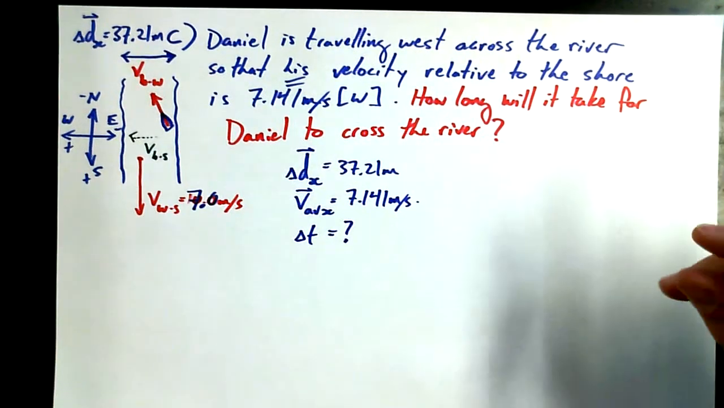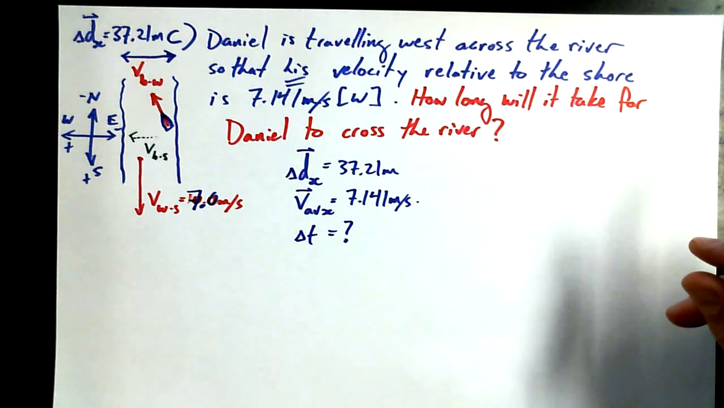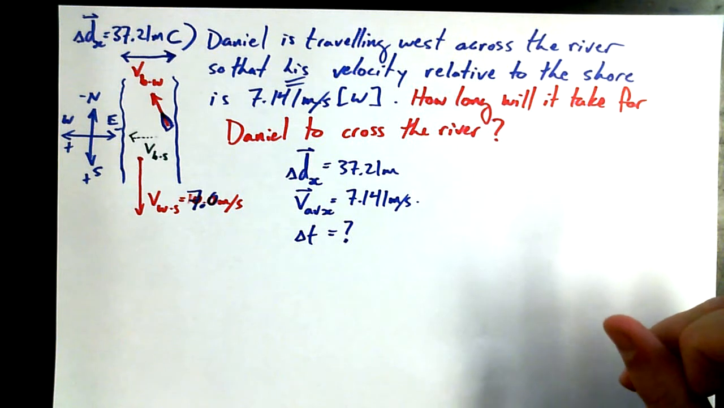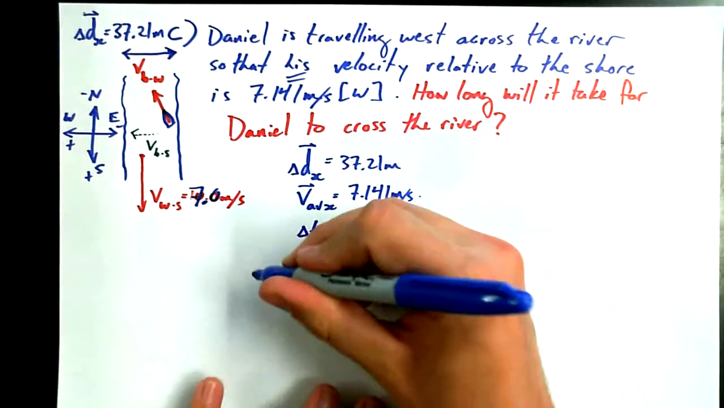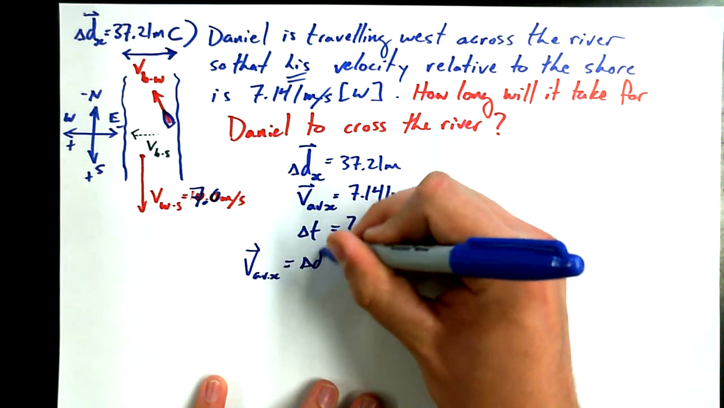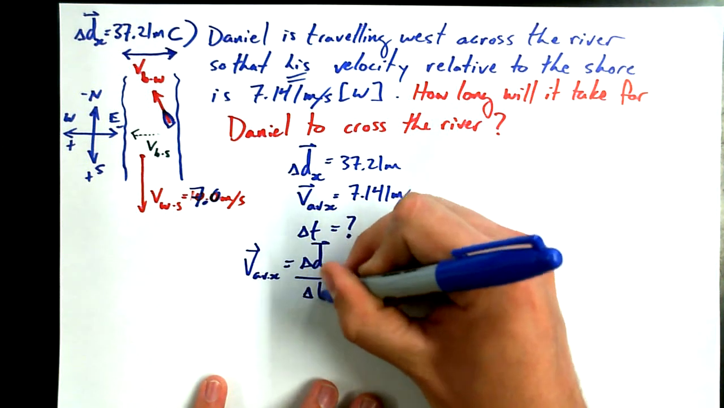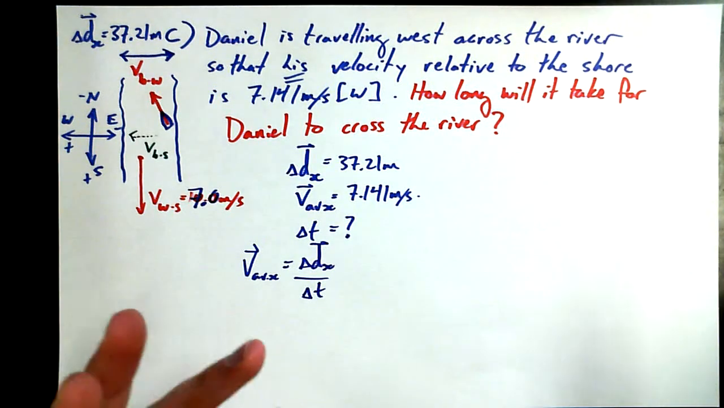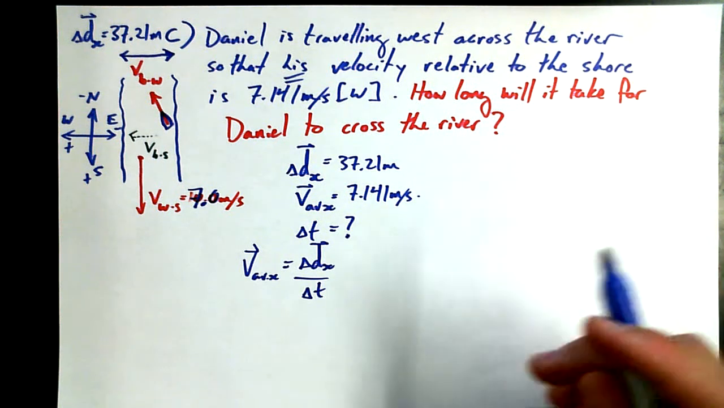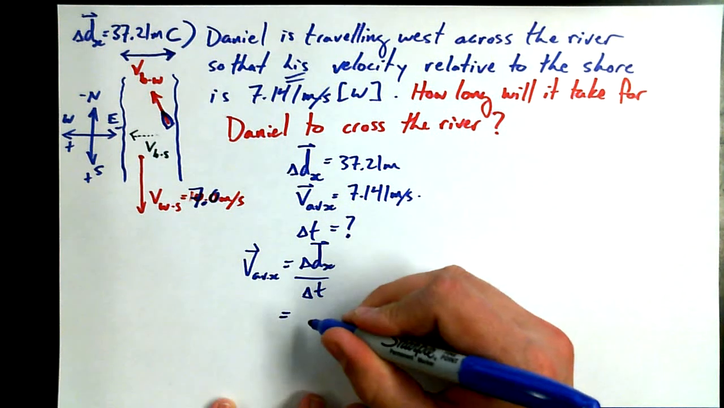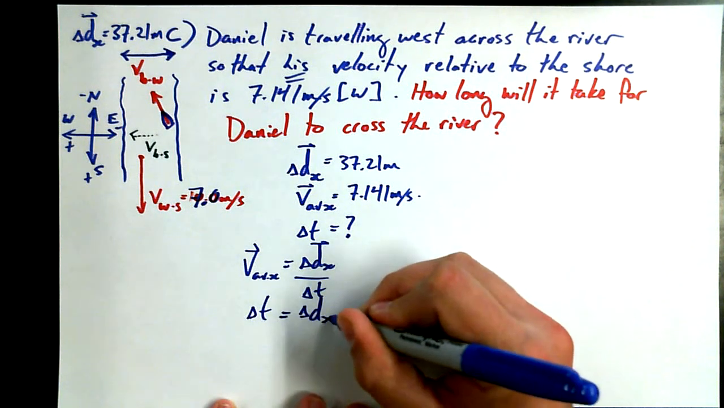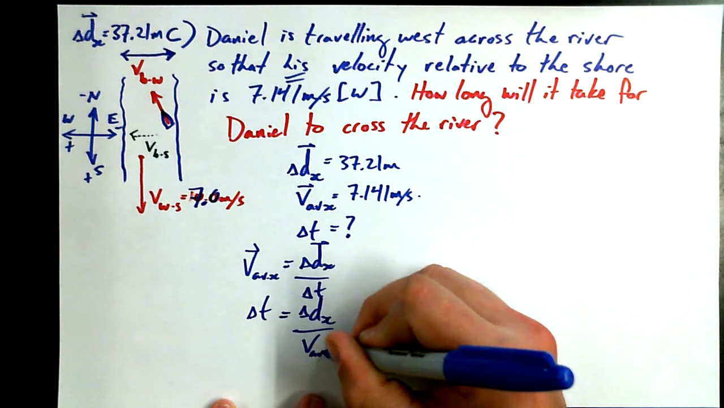What's the equation that involves V average, delta D, and delta T? V average in the x direction, delta D over delta T. So I could say V average in the x direction is equal to delta D in the x direction over delta T. So my velocity westerly is equal to my displacement westerly divided by my time. That sort of makes sense. And if I want to get delta T all by itself, it looks a little something like this. Delta dx over V average x.